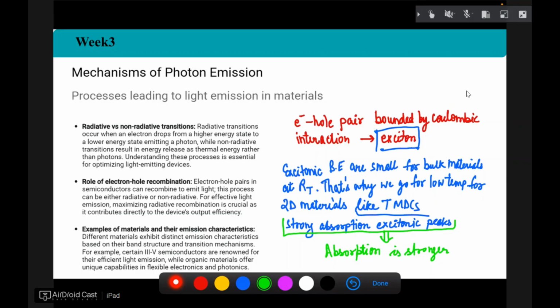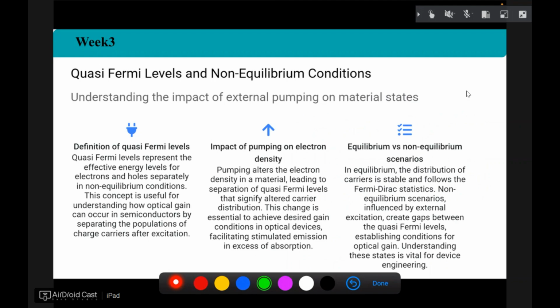Electron hole pairs in semiconductors can recombine to emit light. This process can be either radiative or non-radiative. For effective light emission, maximizing radiative recombination is crucial as it contributes directly to the device output efficiency. Different materials exhibit distinct emission characteristics based on their band structure and transition mechanisms. For example, III-V semiconductors like gallium arsenide are renowned for their efficient light emission, while organic materials offer unique capabilities in flexible electronics and photonics. Next we will talk about the quasi Fermi levels and the non-equilibrium conditions.